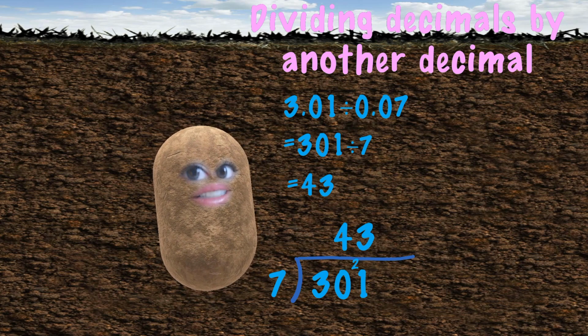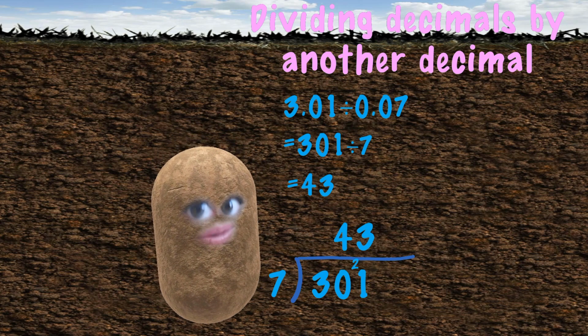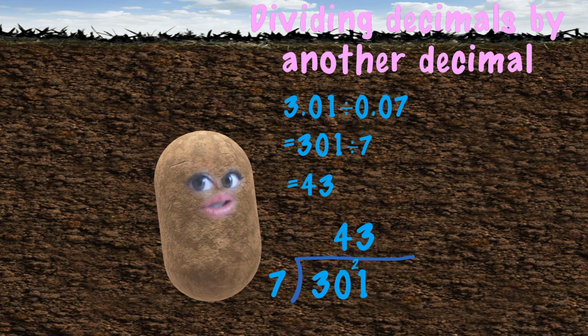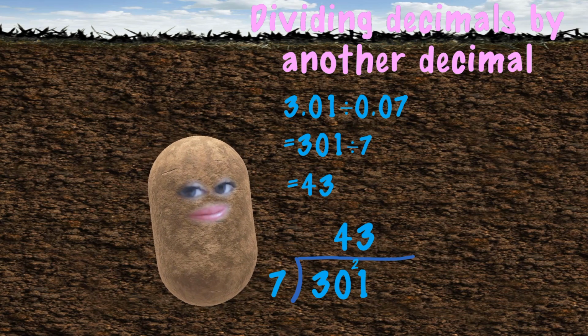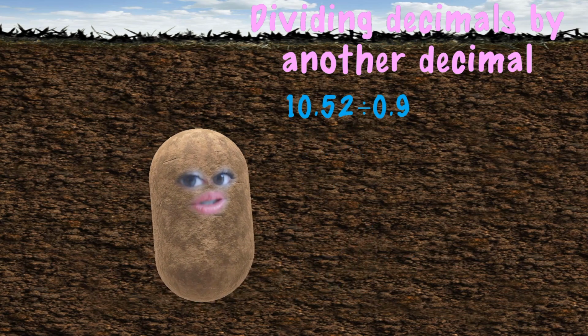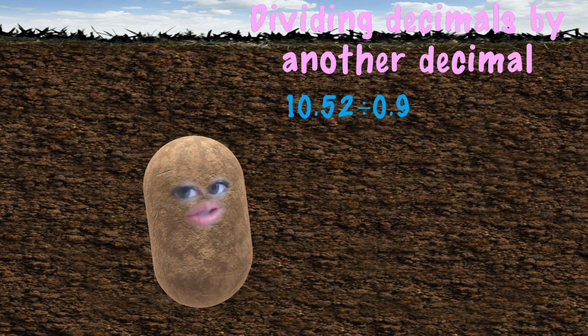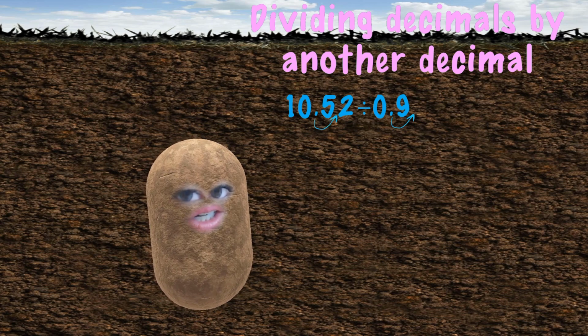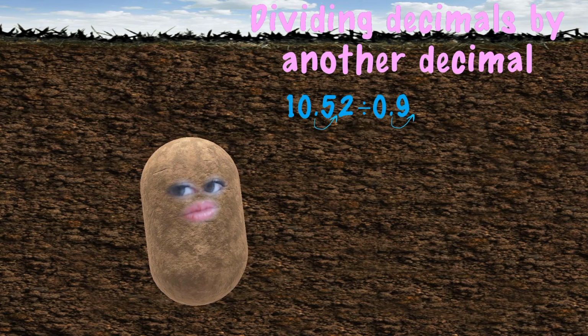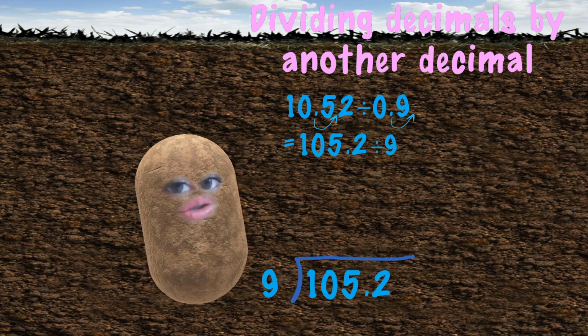Just like 10 divided by 20 is 0.5, 1 divided by 2 is also 0.5. So we can do this. 10.52 divided by 0.9. So this time, do we multiply both numbers by 10 or by 100? We can just multiply by 10. And we get 105.2 divided by 9.